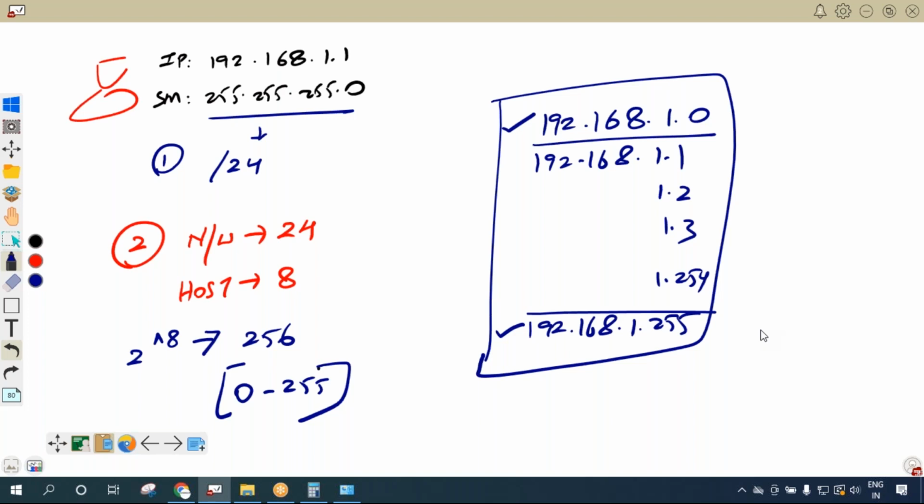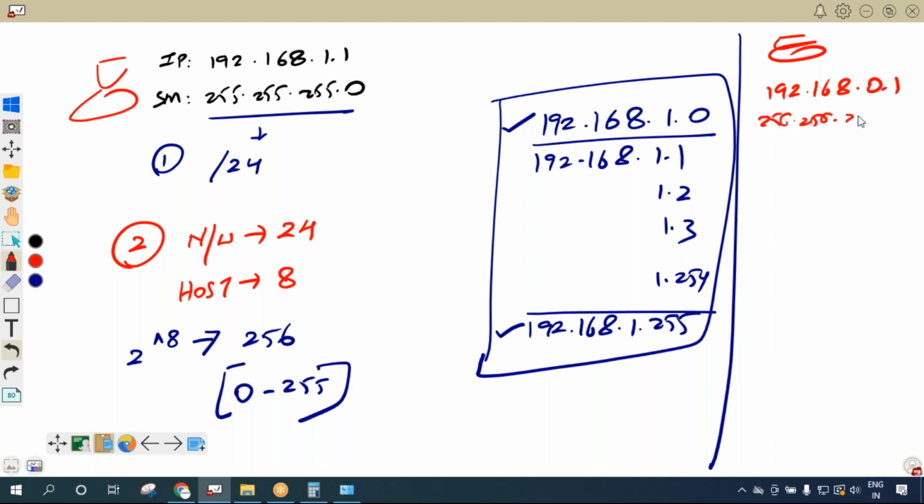Now my dear friends, imagine I have a PC having an IP address of 192.168.0.1. Subnet mask is 255.255.255.0. The same thing will happen. All steps are the same. Looking at this, you will say that it is /24, 24 bits on the network side. Step number 1 is done. Step number 2 will be the same: network on 24 bits, host 8 bits, 2 raised to 8, 256.